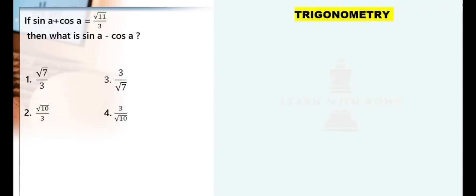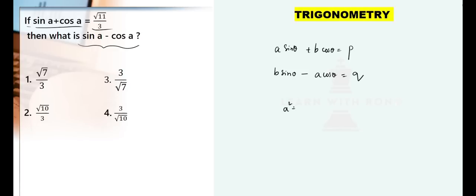Next question. See this one, if sin A plus cos A is given as root 11 by 3, they ask us to find sin A minus cos A. You can do squaring and you can do by normal method. I'll say one formula, remember that formula. If A sin theta plus B cos theta is given as P and B sin theta minus A cos theta is given as Q, then we have a relation A square plus B square equals P square plus Q square, okay? Remember this.